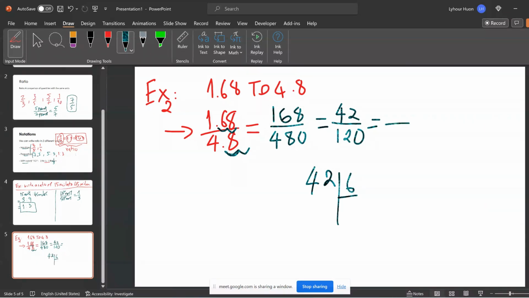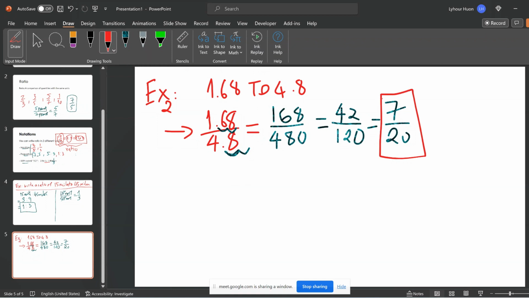When we simplify by 6, 42 divided by 6 is 7, so 7 over 20. Yes. So 7 over 20, can we reduce more? No. So this is the result, the answer.